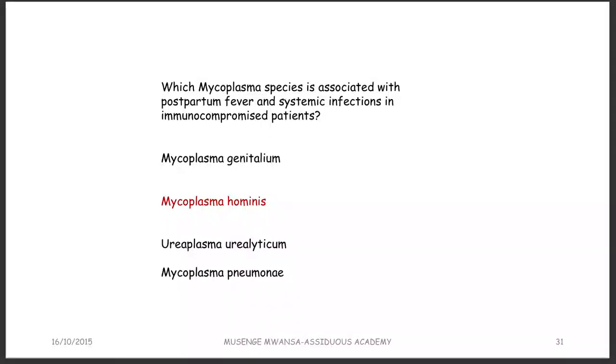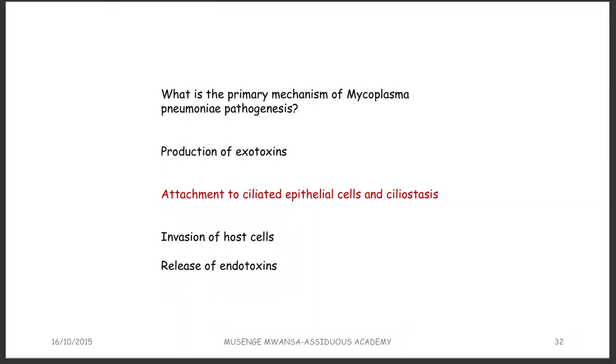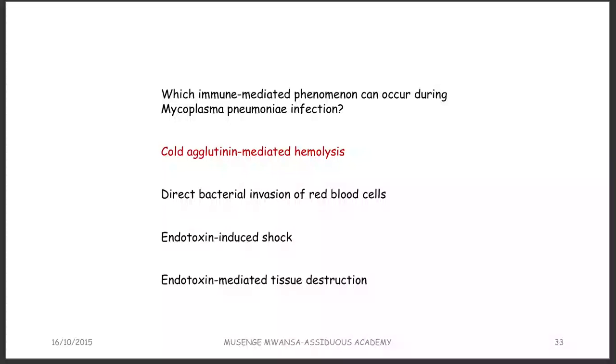Which Mycoplasma species is associated with postpartum fever and systemic infection? That is Mycoplasma hominis. What is the primary mechanism of Mycoplasma pneumoniae pathogenesis? These organisms attach to the ciliated epithelial cells and cause the cilia to stop moving, ciliostasis. Which immune-mediated phenomenon can occur during Mycoplasma pneumoniae infection? It is agglutinin-mediated hemolysis. When there's Mycoplasma pneumoniae infection, there will be hemolysis, the breaking down of the red blood cells. This one is immune mediated. It's the immune system that is coming to destroy the red blood cells.